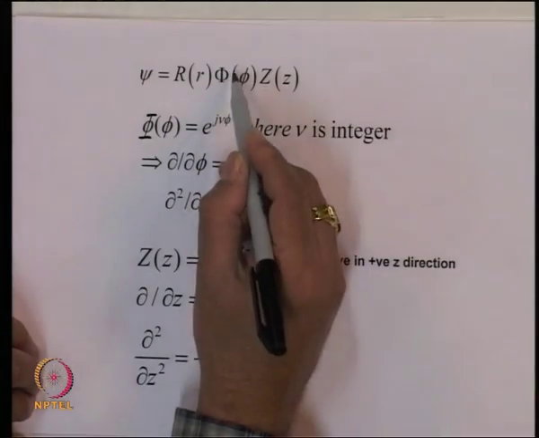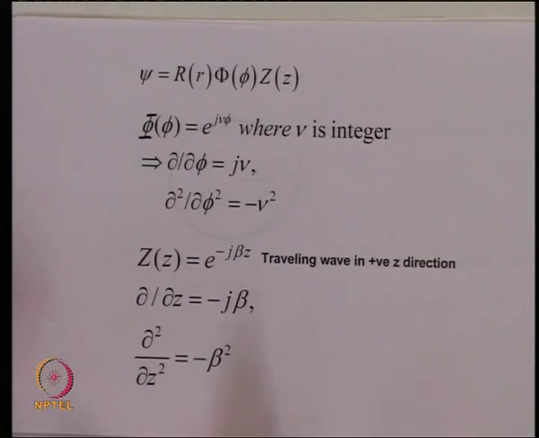So, this function now is defined from our physical understanding that if I move along r equal to constant and z equal to constant, when phi changes by 2 pi, you must reach the same point, or the field must repeat itself when phi changes by 2 pi.